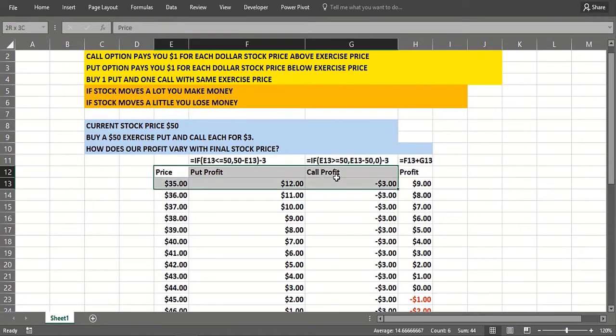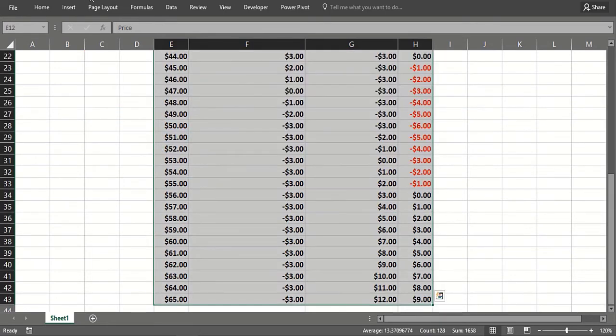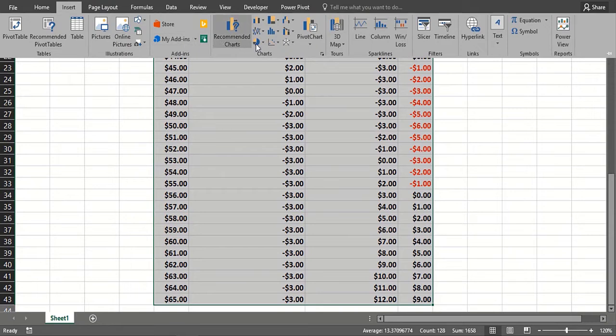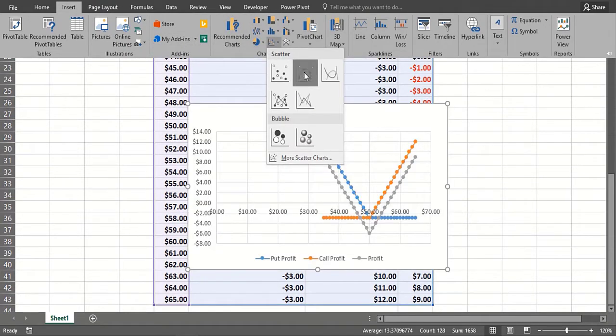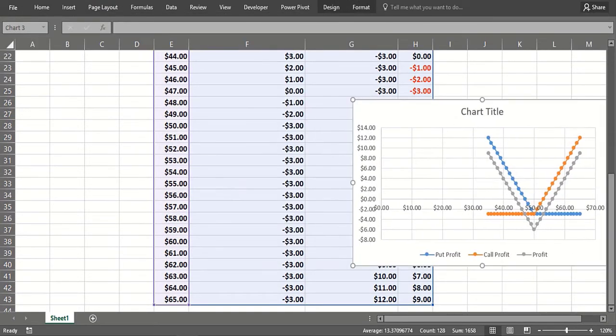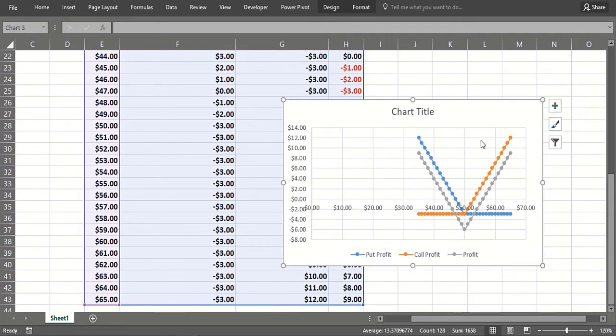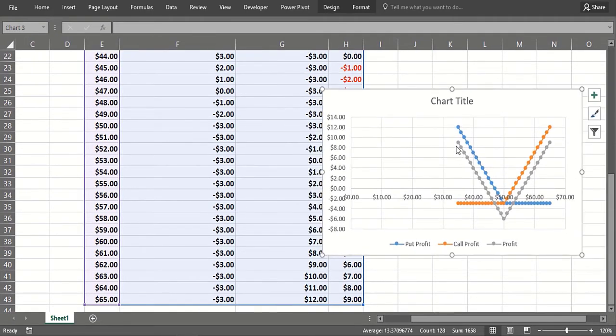So now if I want to summarize this in a chart, I would select the range, and I guess I could do a scatter chart. Insert, scatter, line chart's good. So if I move this over, we can discuss the chart a little bit. Okay, so you can see the blue is the payoff on the put. So it goes down as the stock price goes up, and then it flattens out. The orange is the payoff on the call. Okay, it starts out at -3, and then it goes up. And if you add them up, you get the V there, like the TV show with the aliens.